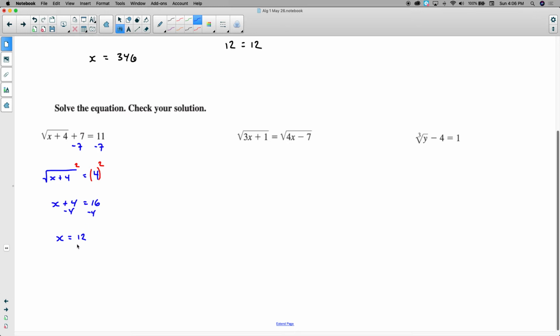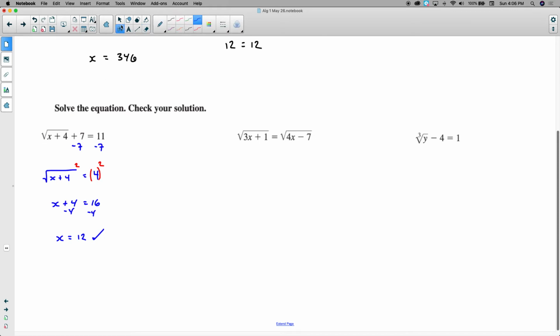All right, let's just do a check in our heads. I'm going to take 12 and put it up there, and that's 12 plus 4, which is 16. The root of 16 is 4, and 4 plus 7 is 11. So that checks out just fine. All right, I'm going to get rid of that.